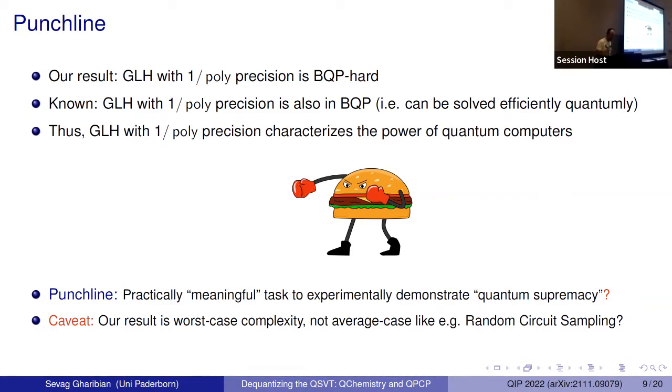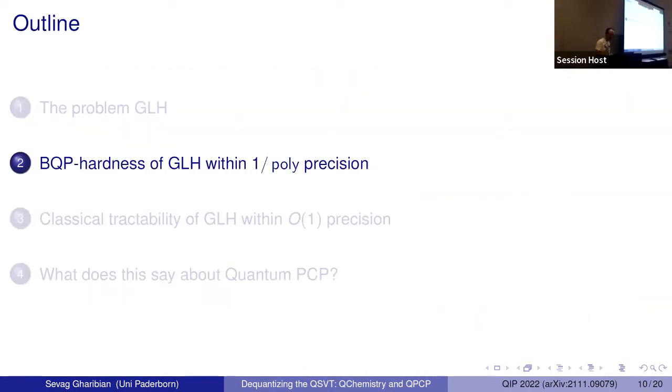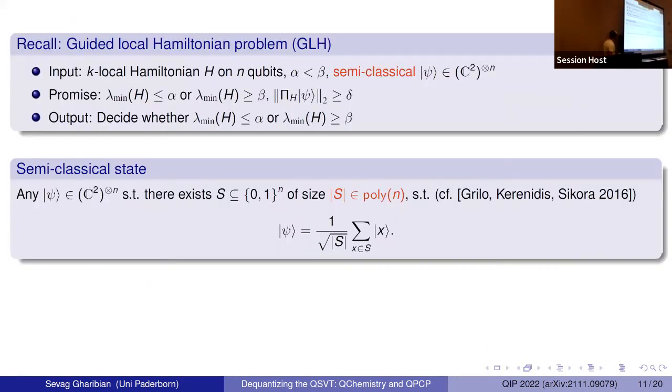Let's go into our results regarding GLH. First, let's talk about the hardness of it. To talk about the hardness, I need to put GLH back on the slides at the top, but I need to specify what type of representation I'm talking about, because I left that gray earlier. In this representation, we'll talk about semi-classical states, and we totally made that word up. What it basically means is a very simple class of states. If you're familiar with the work of Grilo, Kerenidis, and Sikora, it's what they call a subset state.